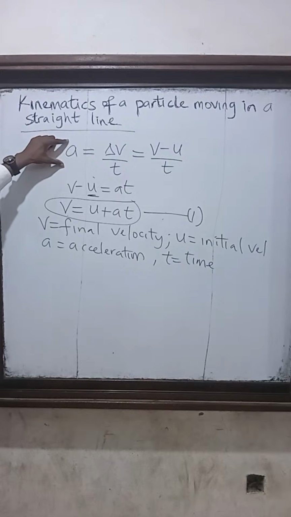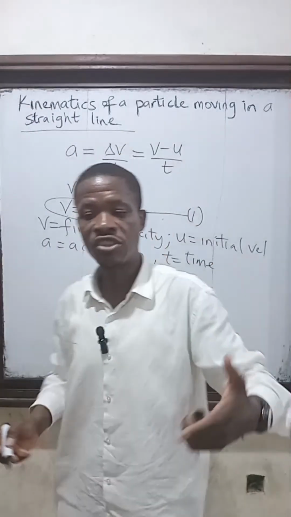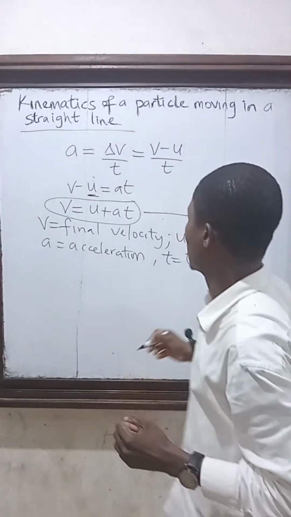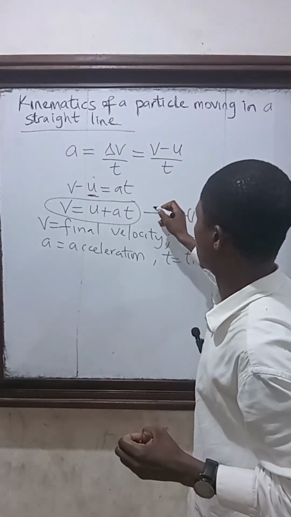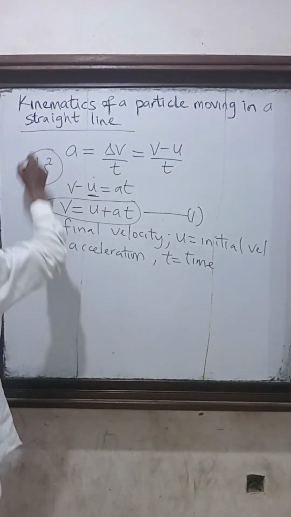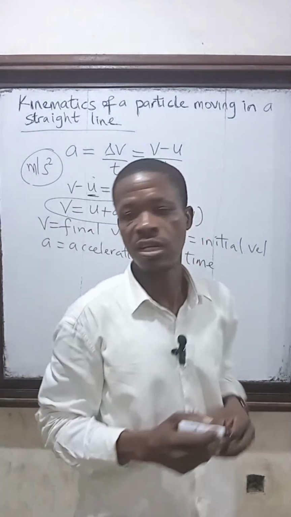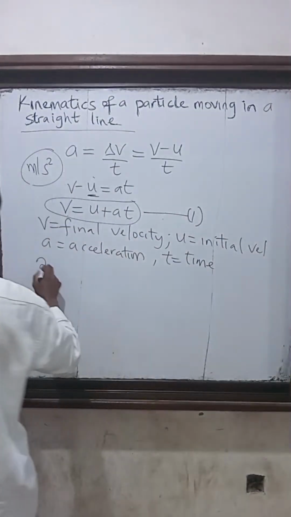Then you have to note that acceleration is a vector quantity, and it is measured in meters per second squared. Let's quickly get the second equation.